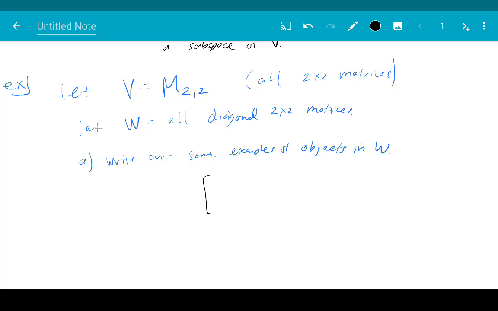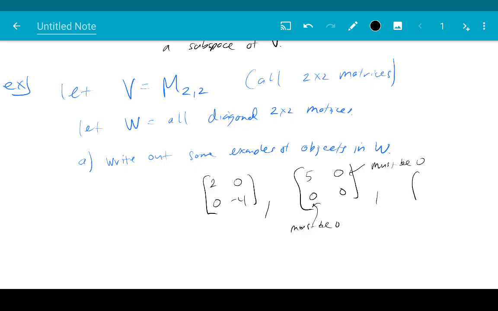But here's some examples. How about 2, 0, 0, negative 4? That's a diagonal matrix. Remember, a diagonal matrix is any matrix where all the entries that are not on the diagonal are 0. So there's one example. Let's do another example. How about 5, 0, 0, 0? This is also diagonal, because the entries that are not on the diagonal, these two here, must be 0 to be diagonal. Anything off the diagonal must be 0. You're allowed to have 0 on the diagonal. You just have to have them off the diagonal.